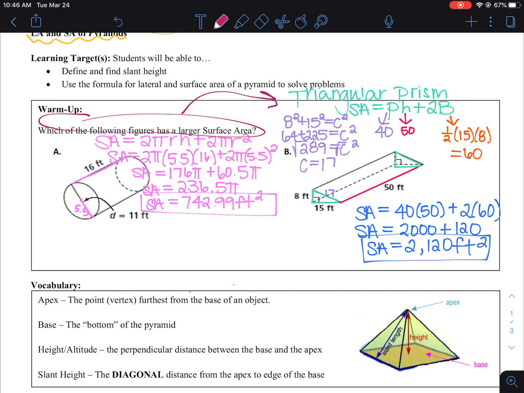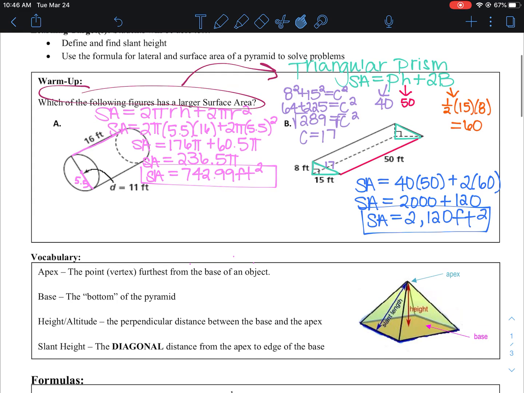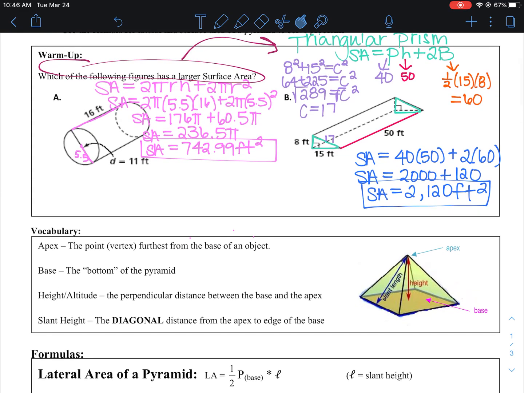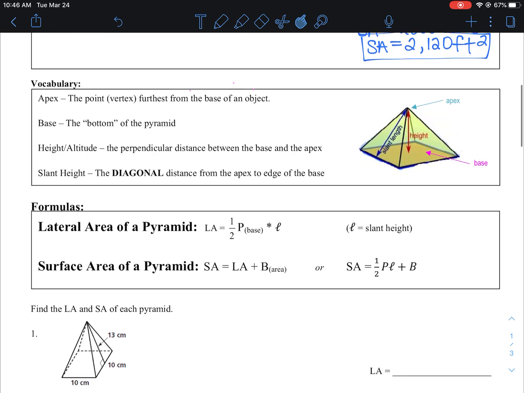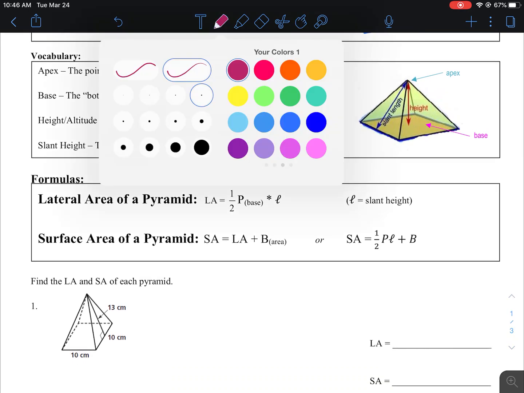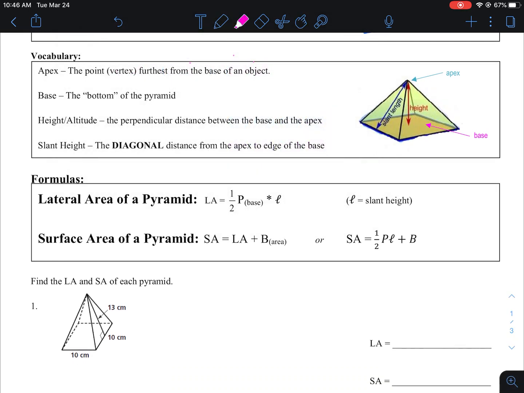Okay, hopefully that was a nice little review of surface area for those two shapes, because now we're going to learn lateral area and surface area for pyramids. So here's some vocabulary. The apex is the point or vertex furthest from the base of the object. So if you look over on the right, you can see that apex up there. It's written in light blue. That's the very top of the pyramid.